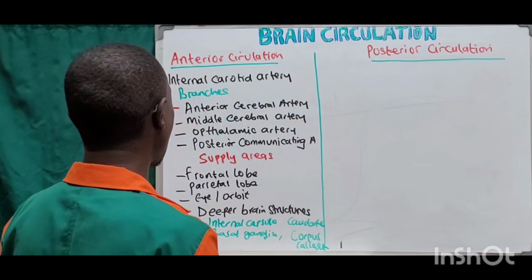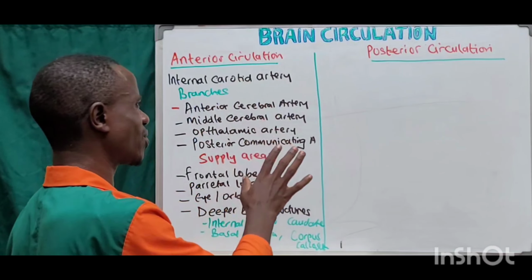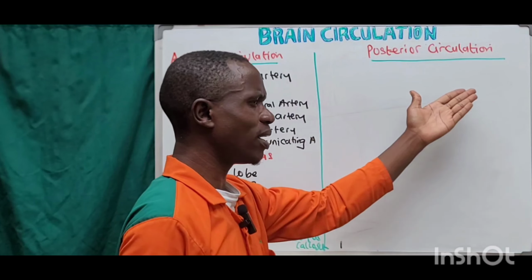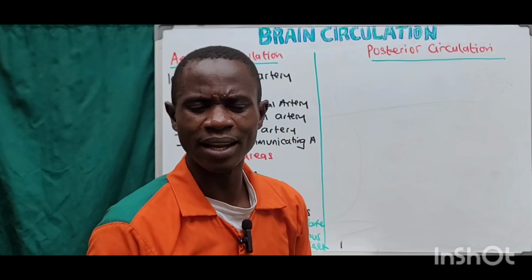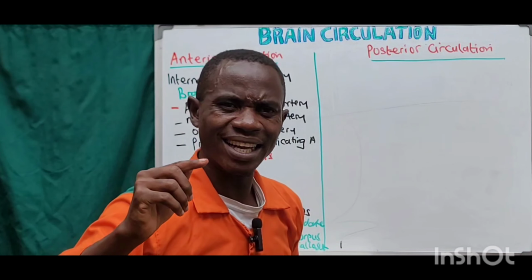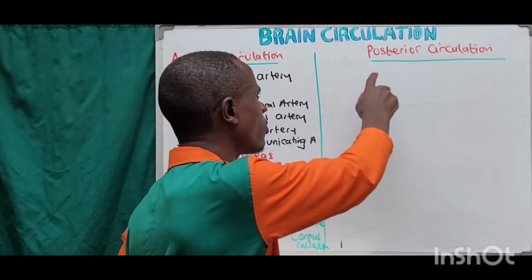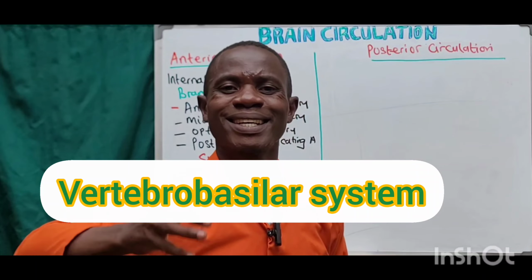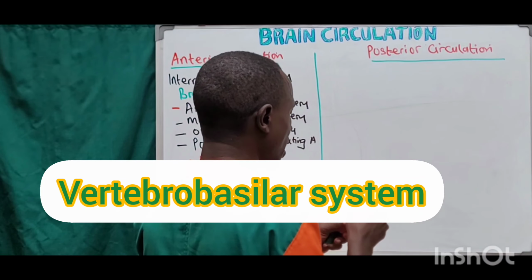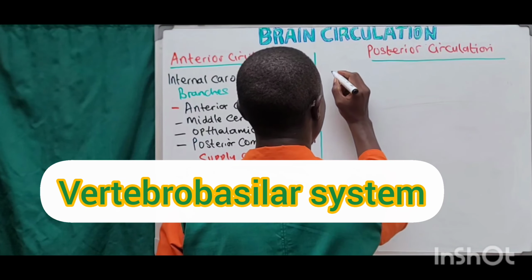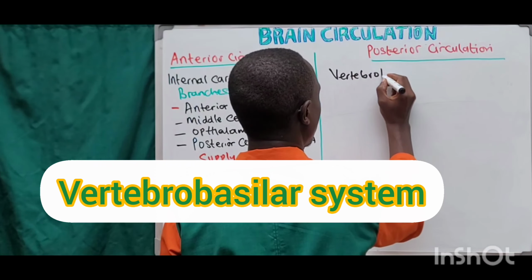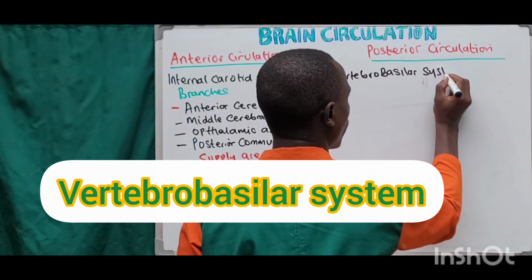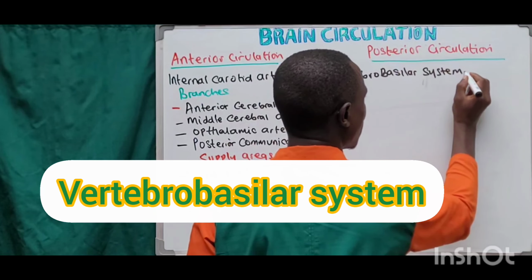Okay, so now having seen the anterior circulation, let's take a look at the posterior circulation. It is going to be circulating the blood to the back of the brain. The primary arterial system which is responsible for the posterior circulation is the vertebro-basilar arterial system.